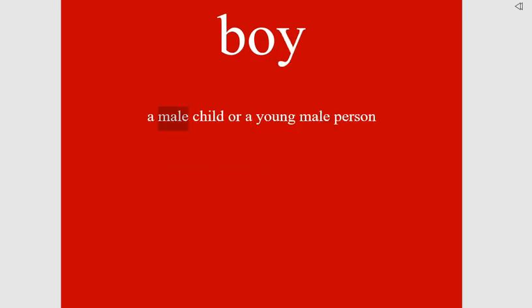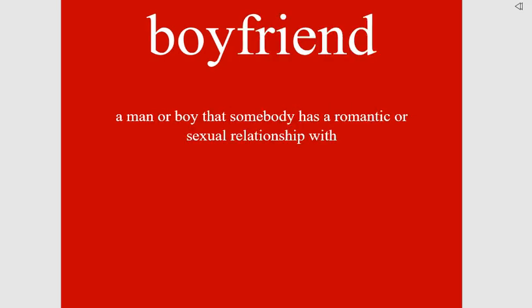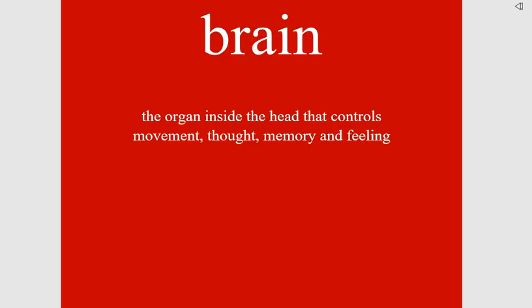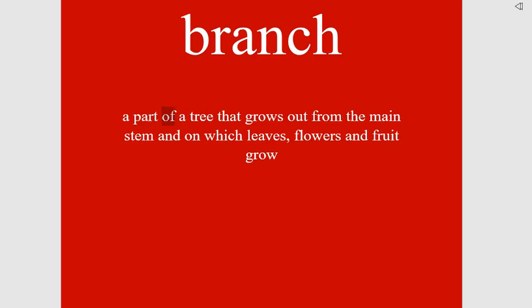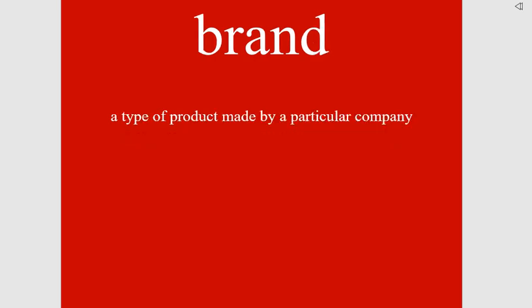Boy. A male child or a young male person. Boyfriend. A man or boy that somebody has a romantic or sexual relationship with. Brain. The organ inside the head that controls movement, thought, memory and feeling. Branch. A part of a tree that grows out from the main stem and on which leaves, flowers and fruit grow. Brand. A type of product made by a particular company.